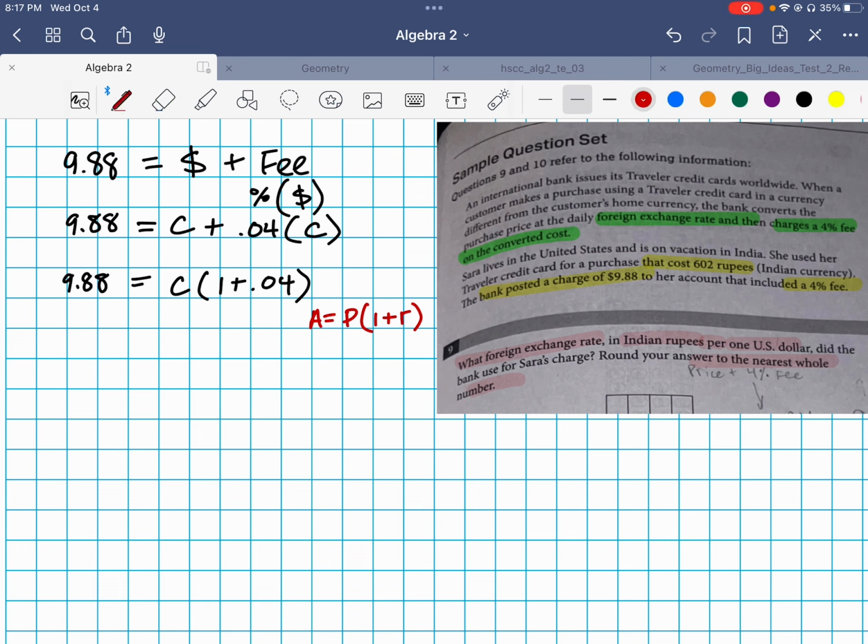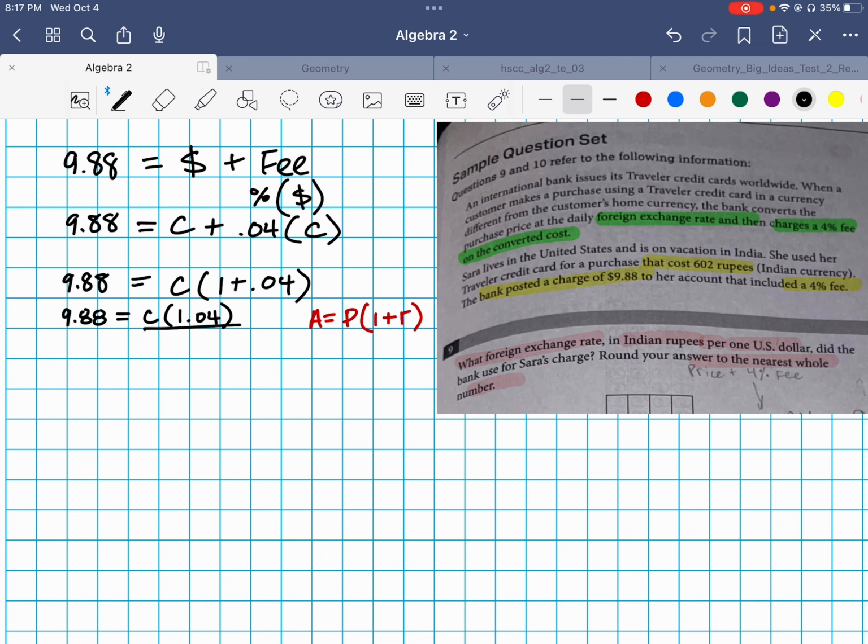Okay, now, long story short, what we're going to do now is solve this thing here. So we know that the 988 is equal to the amount of money that we're going to spend times 1.04. 1 is for the amount of money you spent, and then the 0.04 is for that extra fee that they're charging us.